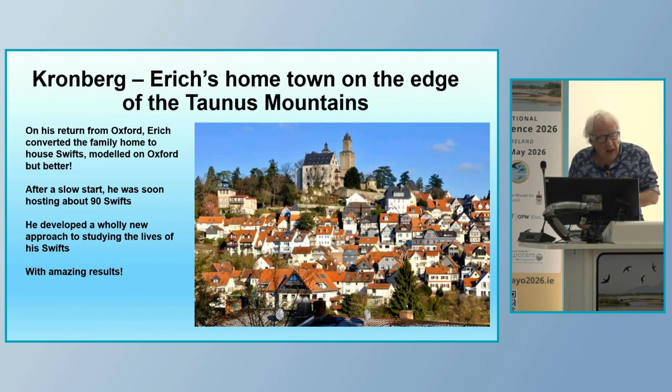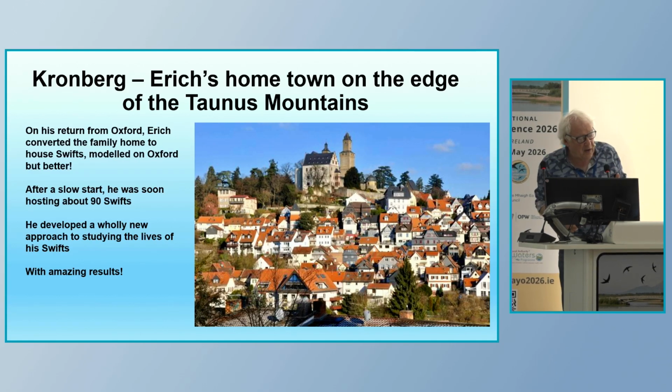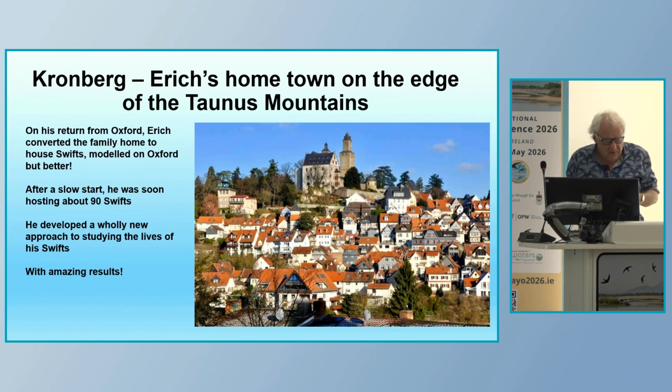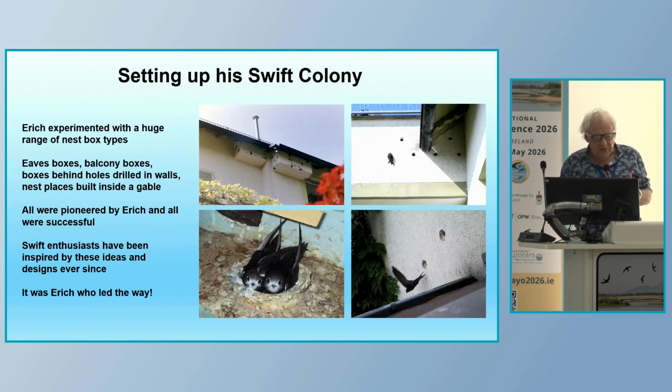And Erich, when he went home to Kronberg, his hometown on the edge of the Taunus Mountains, very leafy, very green, full of lovely flying insects, he went to the family home and he converted the top floor to house swifts, modelled on Oxford, but better. Eventually, he got 90 swifts into his and his wife's home, and he developed a totally new approach to studying swifts.